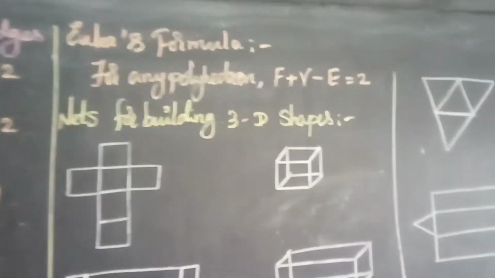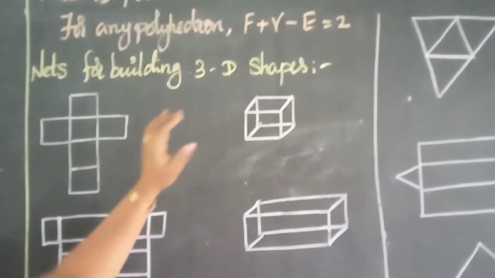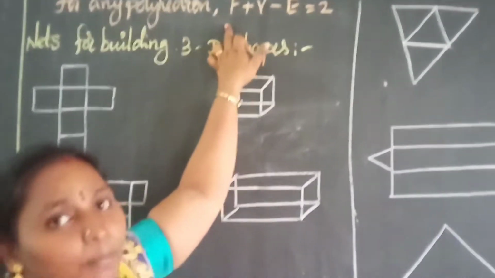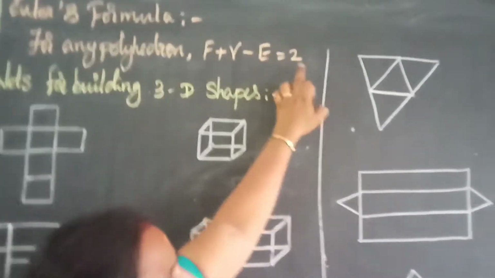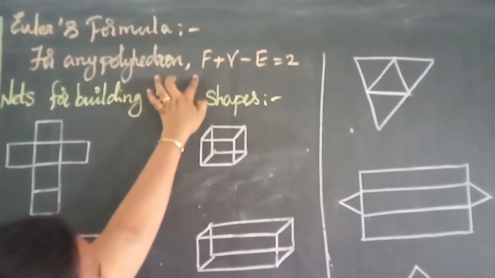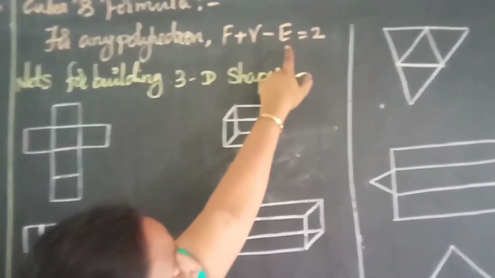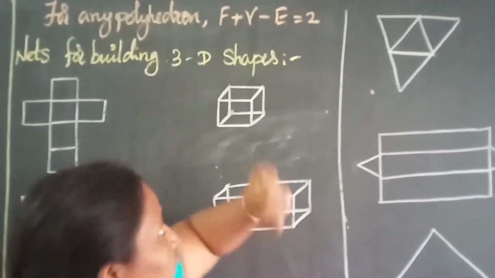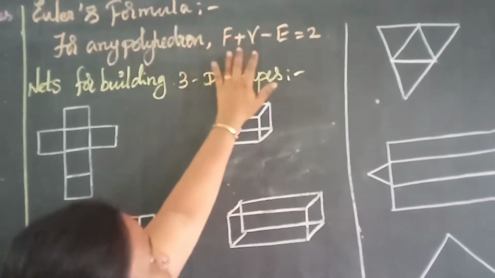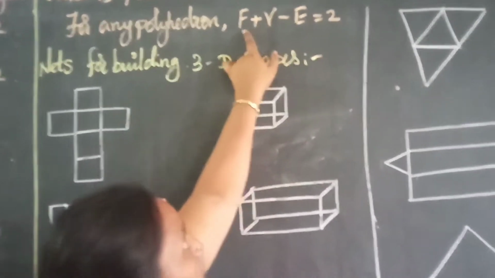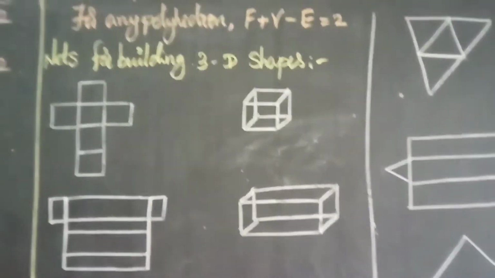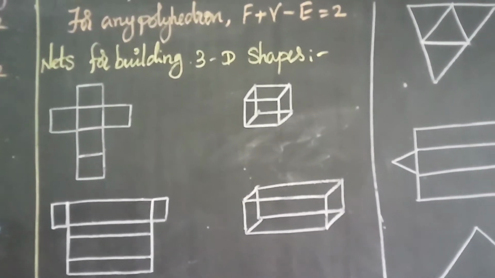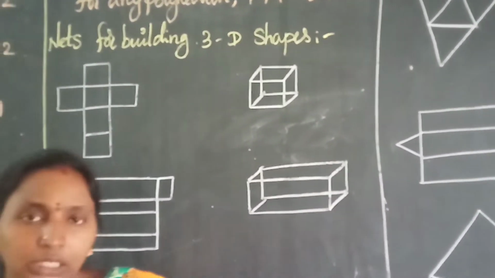Next we are going to see Euler's formula. For any polyhedron, F plus V minus E equals 2. F means number of faces, V is number of vertices and E is number of edges. So definitely any polyhedron will satisfy Euler's formula. Euler's formula is F plus V minus E equals 2. Okay. So next, building 3D shapes.